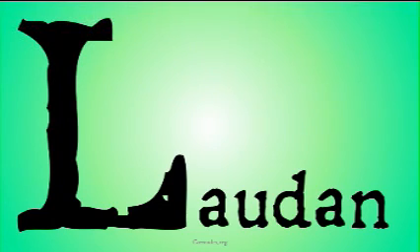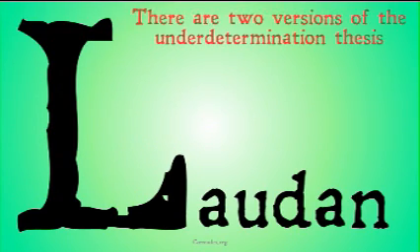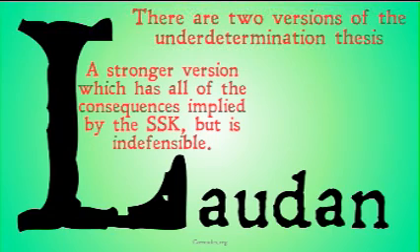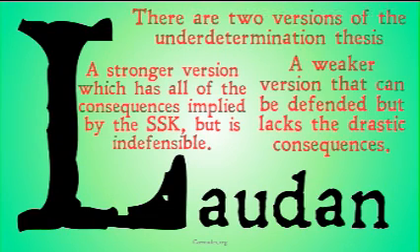Now, Larry Laudan is going to try to come to the rescue of science and show that it, in fact, is a rational pursuit, and that the SSK and these other scholars are blowing things out of proportion. He's going to say that there are 2 versions of the underdetermination thesis. There's a stronger version, which has all the consequences implied by the SSK, but in fact is indefensible. It's not able to be defended, and it's rarely defended by those people in the SSK that make all these grandiose arguments. There also is a weaker version that is and can be defended, but lacks the same drastic consequences as the stronger version. Let's take a look at how he parses this distinction.